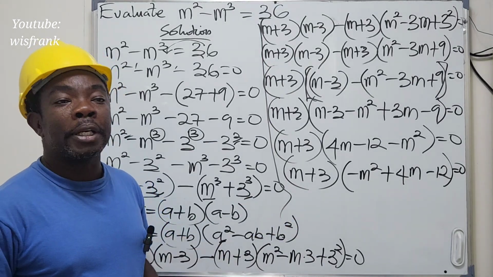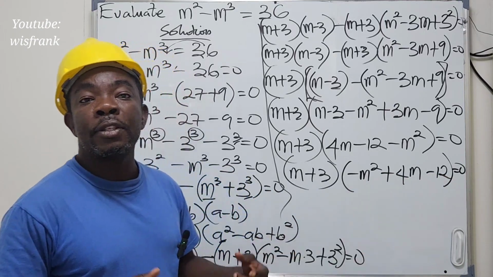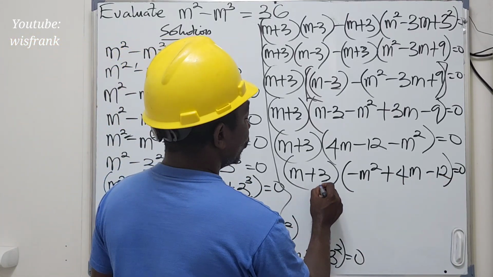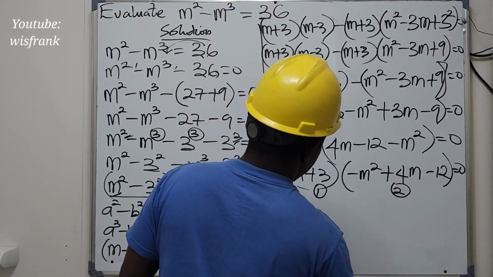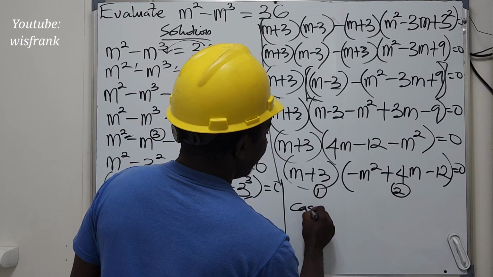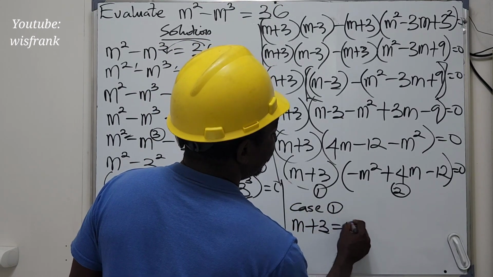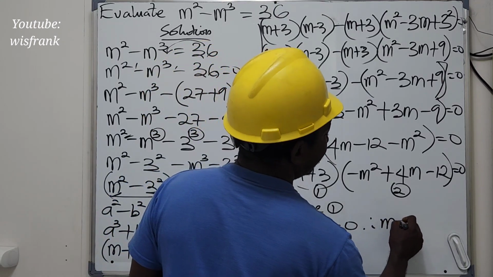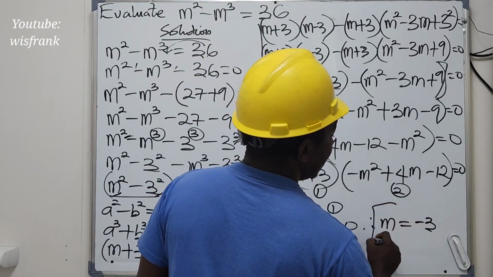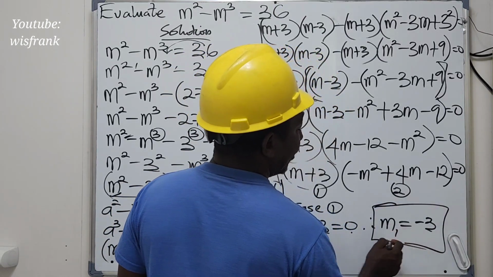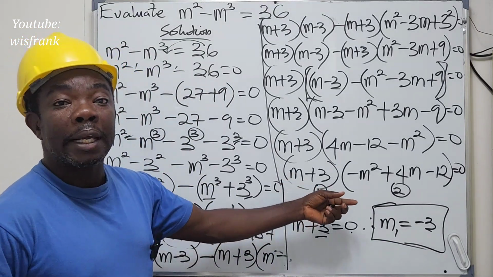And we can see that we have two parentheses here. It is either the first one equals to 0 or the second one equals to 0. Let's look at it one after the other. Let's take this as case 1 and let's take this as case 2. From case 1, we have that m plus 3 equals to 0. Therefore, the value of m will be equal to, when 3 is transposed to the other side, minus 3. So this is the first value of m that we have. We call it m1 from case 1. This is the first parenthesis.